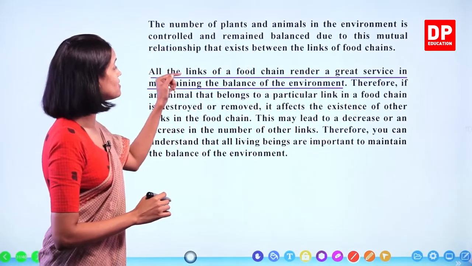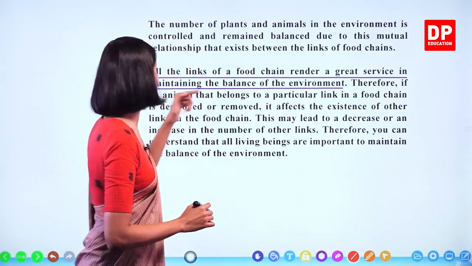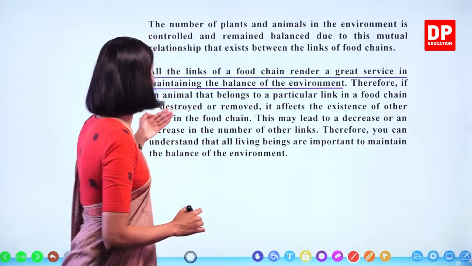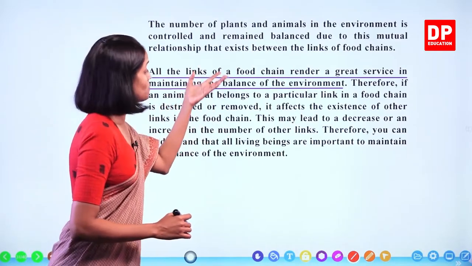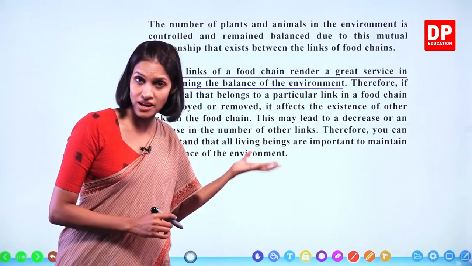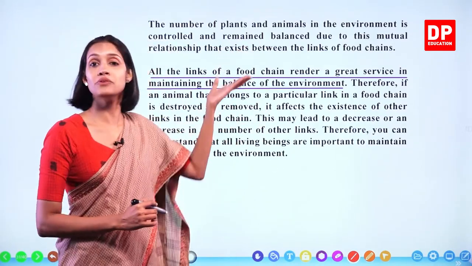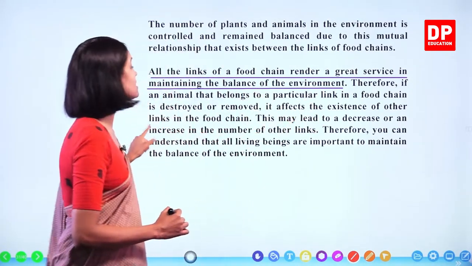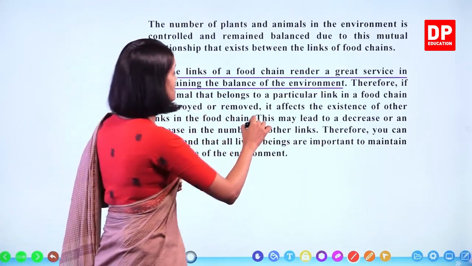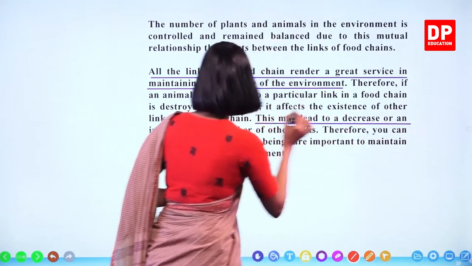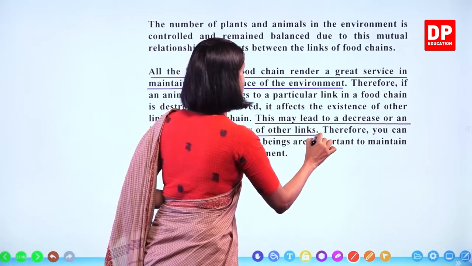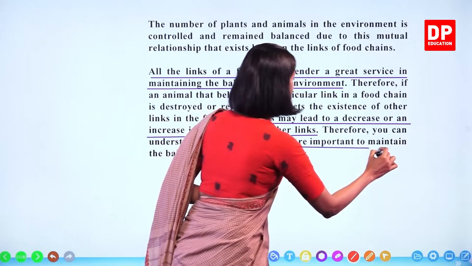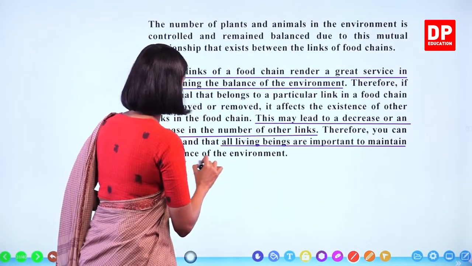Therefore, if an animal that belongs to a particular link in a food chain is destroyed or removed, it affects the existence of other links in the food chain. When all the leopards die, what happens? It will suddenly increase the number of deer. Right? So this may lead to a decrease or an increase in the number of other links. Therefore, you can understand that all living beings are important to maintain the balance of the environment.